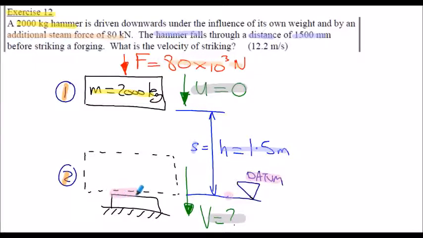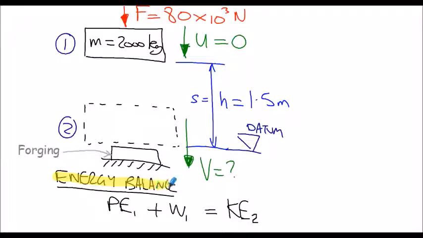That's where the hammer is about to strike the forging. So let's now consider the energy balance for this situation. In position 1 up here, we have initial potential energy. If our datum is at the bottom of the travel, then we have potential energy P1 of the mass 1.5 meters above the datum. And we also have work being done because we have a force applied over a distance, or a height in this case, of 1.5 meters.